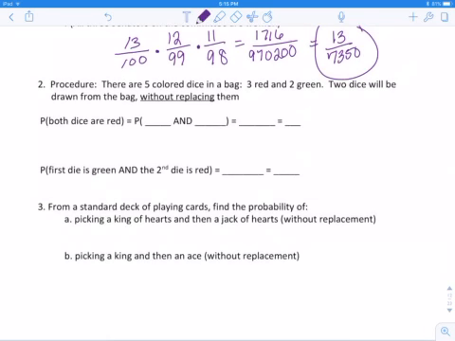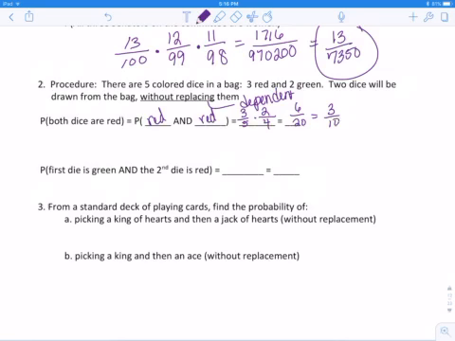Problem 2 says that there are 5 colored dice in a bag, 3 red and 2 green. 2 dice will be chosen without replacing them, so you're not putting them back in the bag. That's what makes these dependent. We want to find the probability that both are red. So red and red. The probability that the first die is red: there are 3 red out of 5 total in the bag. Now we have to assume that we already picked out a red one, which means there would be only 2 red ones left, and only 4 dice left in the bag. Multiplying this, we'd get 6 out of 20, which reduces to 3 out of 10.